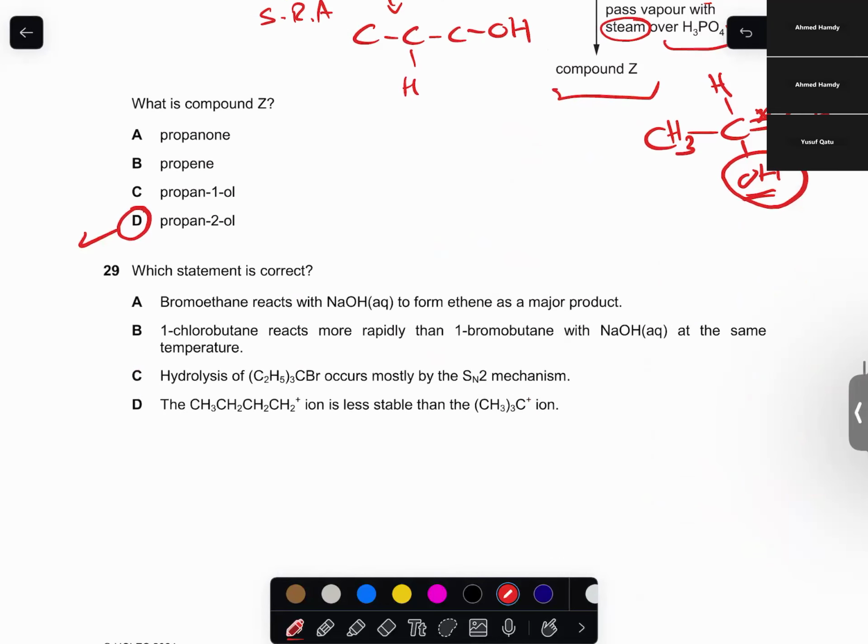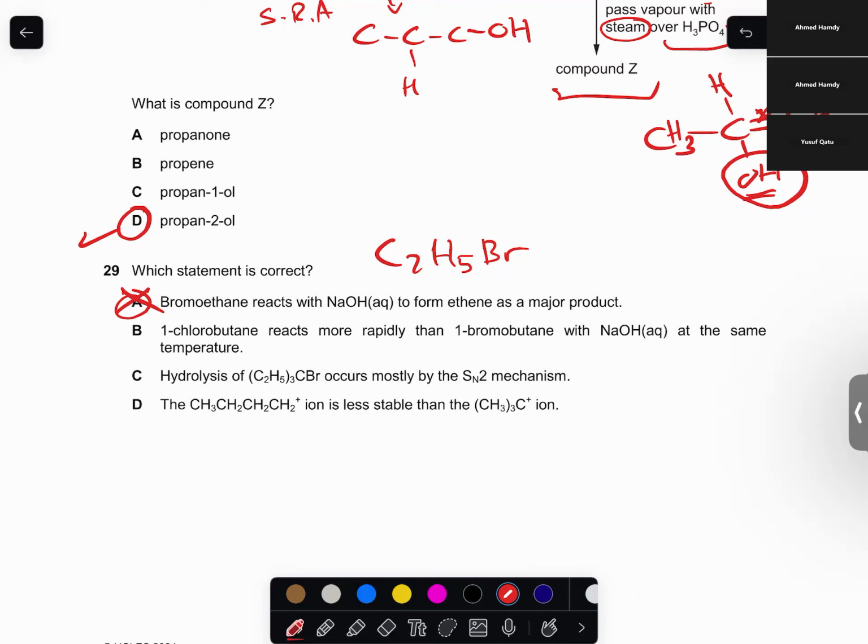Okay. Number 29, which statement is correct? Bromoethane reacts with sodium hydroxide to form... Bromoethane is C2H5Br. This is a primary halogenoalkane. It reacts with sodium hydroxide to form ethene as the major product. Of course not. It forms ethanol. One chloroethane reacts more rapidly than one bromomethane.